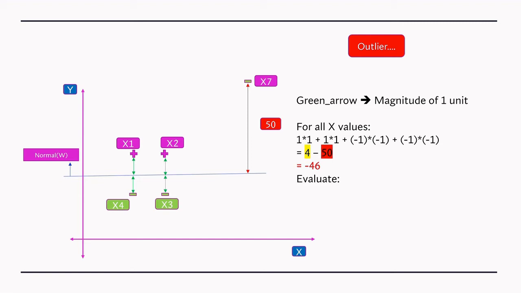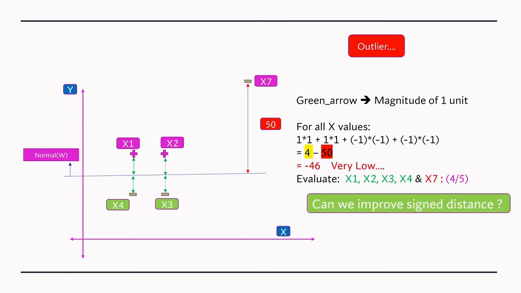Now let's evaluate how well the hyperplane was able to separate out both of the classes. So x1, x2, x3 and x4 are correctly classified while x7 was misclassified. So 4 out of 5 points are correctly classified. So the accuracy becomes 4 upon 5. The sum of signed distance is pretty low. Can we do something better to improve the signed distance?